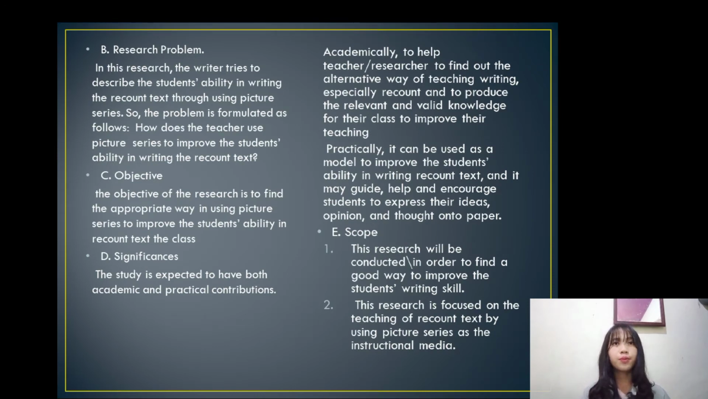Research problem. In this research, the writer tries to describe the students' ability in writing the recount text using picture series. So, the problem is formulated as follows. How does the teacher use picture series to improve the students' ability in writing the recount?